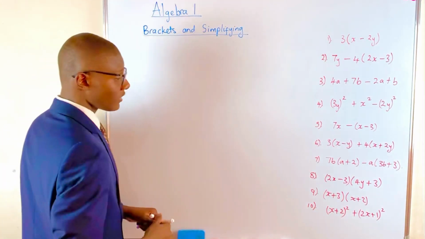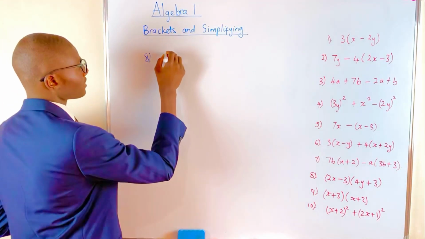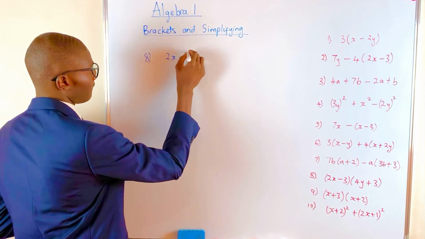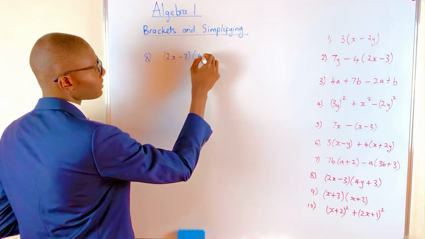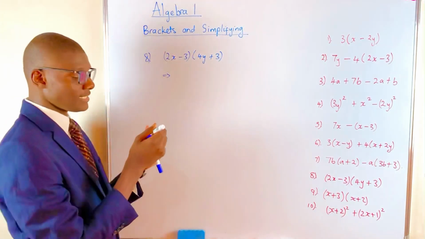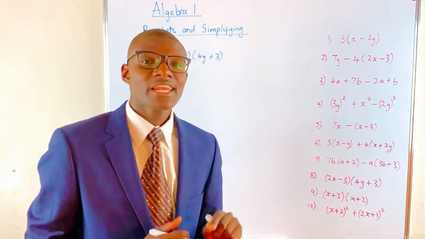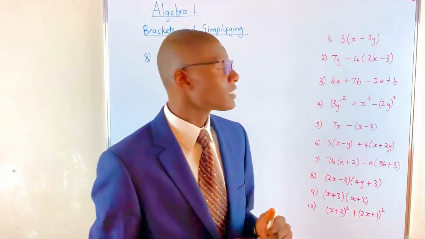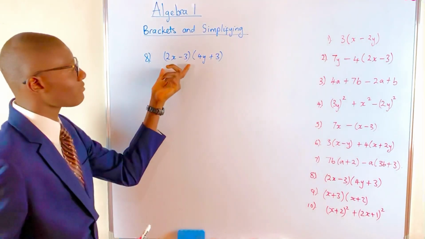Okay, so now let's start off by looking at number 8. With number 8, we've got 2x minus 3 in brackets. Then we've got 4y plus 3 as well. Okay, so we said a term that is outside the brackets multiplies each and every term that is inside the brackets. So now outside these brackets, we've got 2x minus 3.